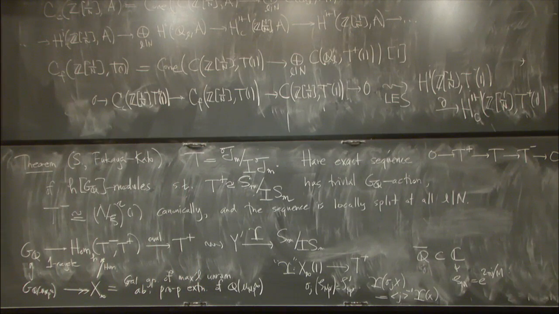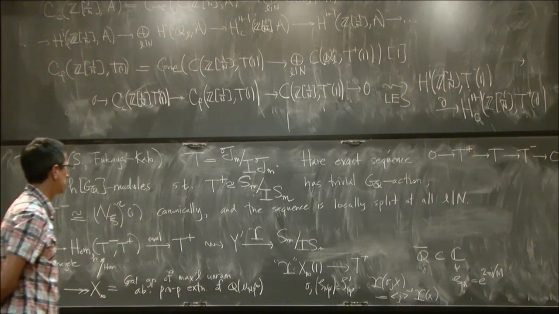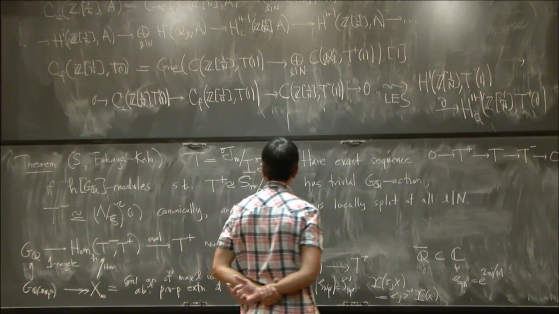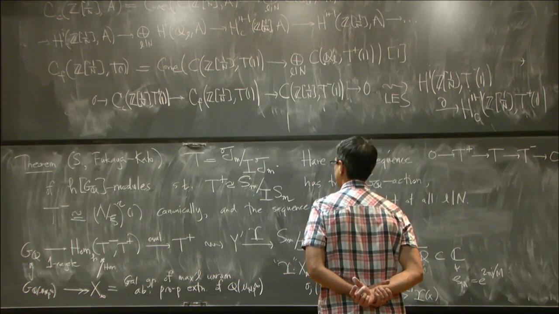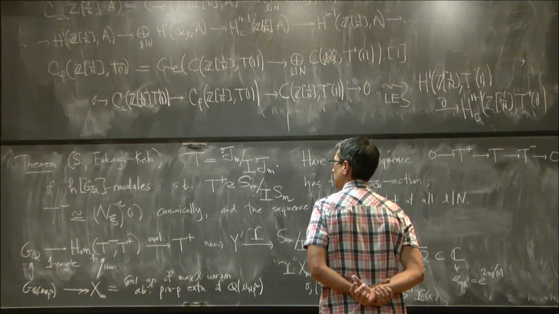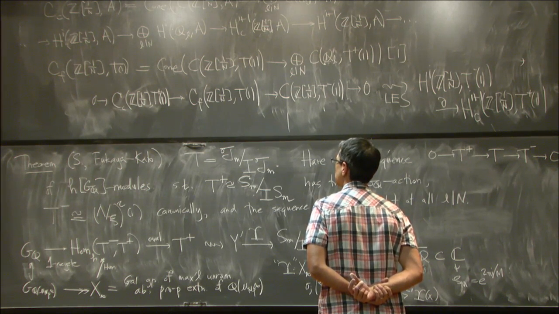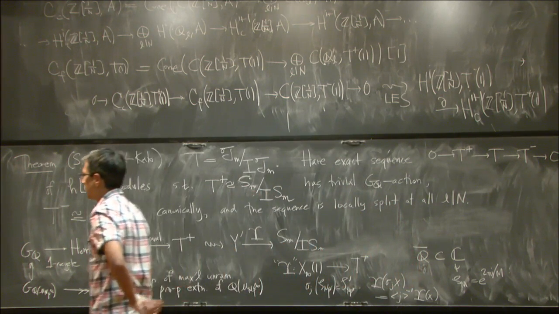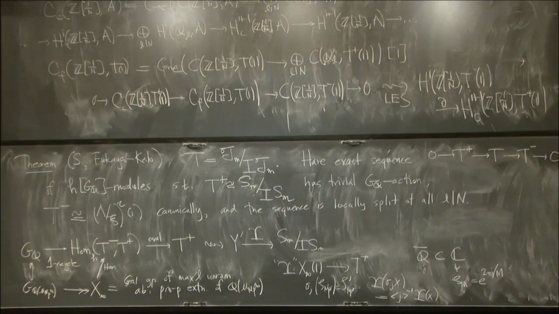Is the annihilation result not involved in the first construction of epsilon? No. I guess, let me see, is it? Not that I see. No. But I mean, this is not the main conjecture, right? This is just a weaker Stickelberger type thing.